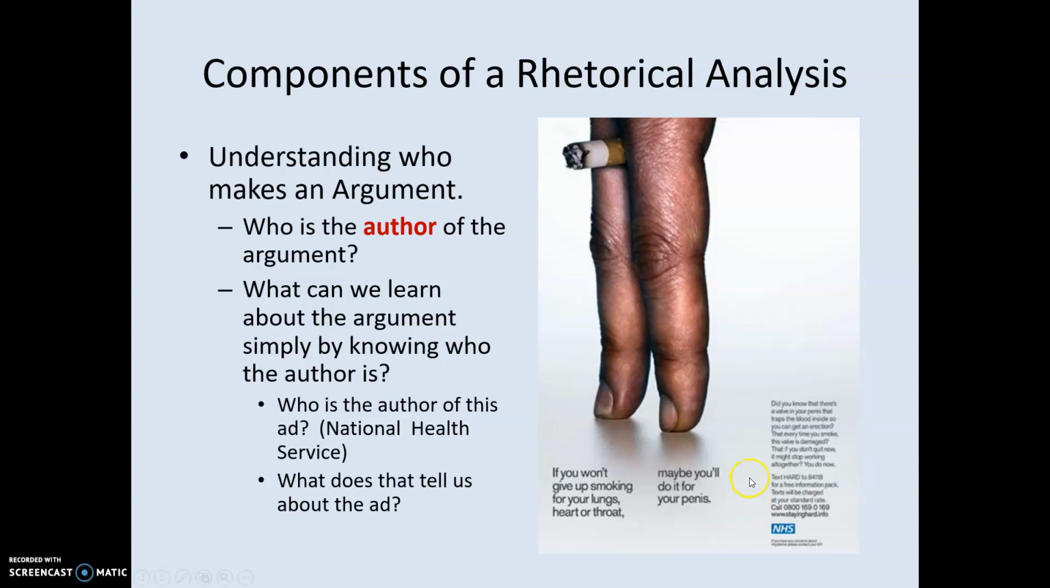And notice that the author is NHS. We see it at the bottom. And when you do a little bit of research, you discover that NHS stands for National Health Service. They are a non-profit organization. They're concerned about people's health and they want to advocate for a certain lifestyle. So knowing a little bit about the author is also going to teach us a little bit about what the author's goals are in a particular argument.